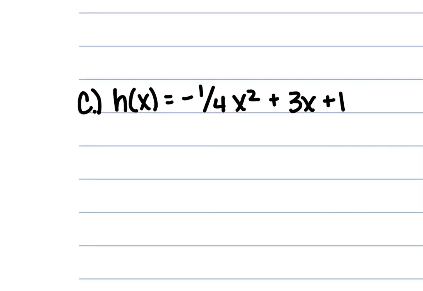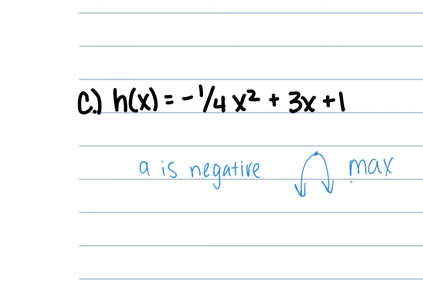What do you guys think? Brandon? It's a maximum. Why? Good. A is negative. That means that my graph is pointing down. So I'm going to have a maximum. You guys can abbreviate with max or min, okay? M-A-X or M-I-N for maximum versus minimum.